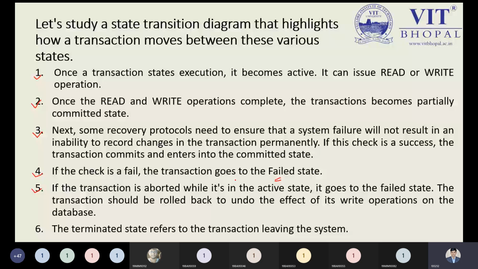And at the last we have the terminated state, which refers to the transaction leaving the system. It means there will be no relation between the current machine or system and the transaction. While the transaction is active, it is being executed on the current machine. But when the transaction is terminated, there will be no relation, or we can say the transaction no longer lives in the system. So we can say it is terminated, or the transaction is now dead.